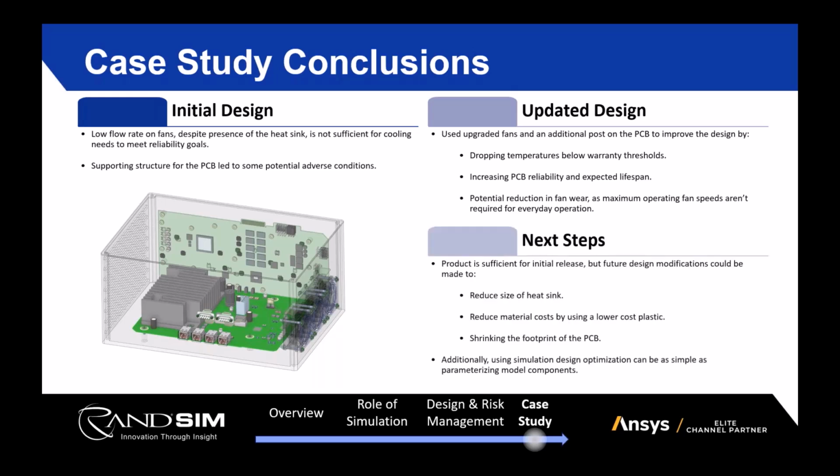And overall, I could take this and continue to move down steps, right? I could reduce the size of the heat sink because I have these new fans embedded into my design. I could go in and reduce material costs by, instead of having a stainless steel enclosure, potentially subbing that out for a lower cost plastic, or even shrink the footprint of the PCB if I had the time to actually do so.